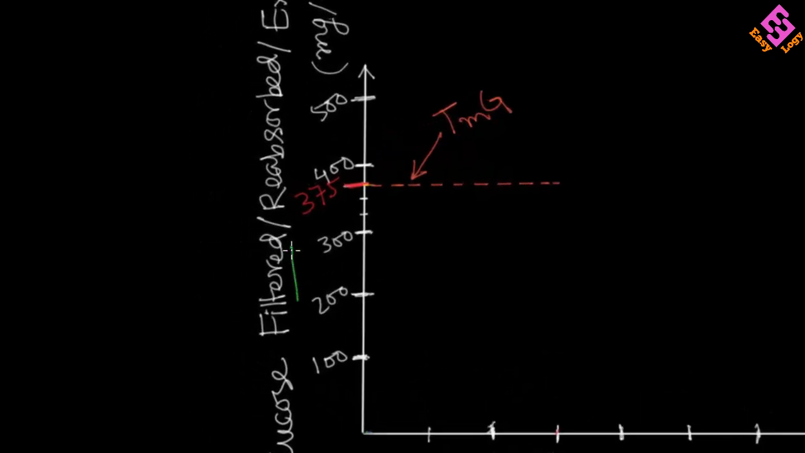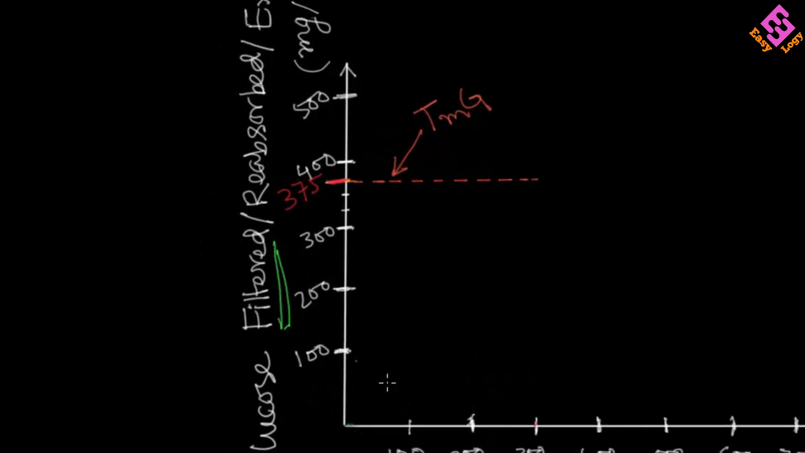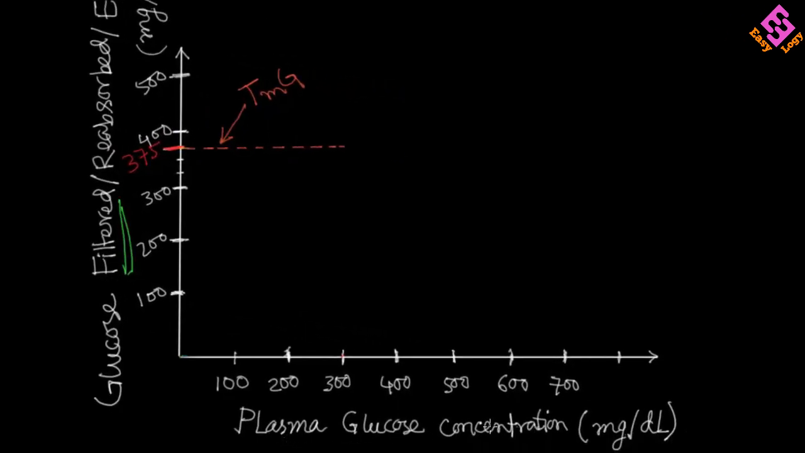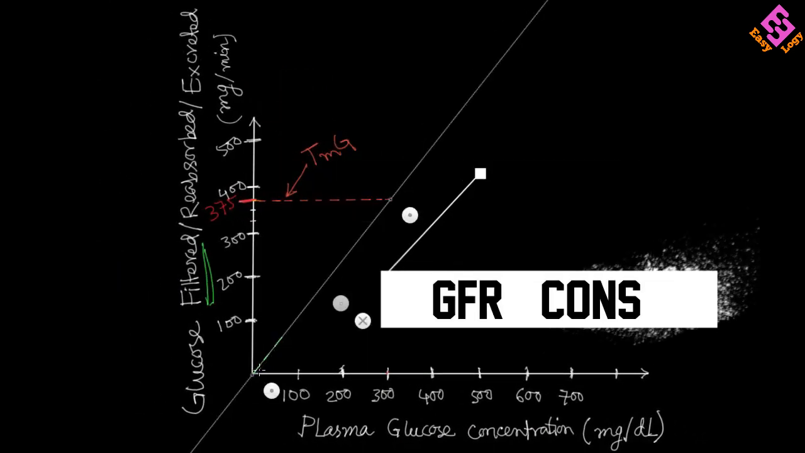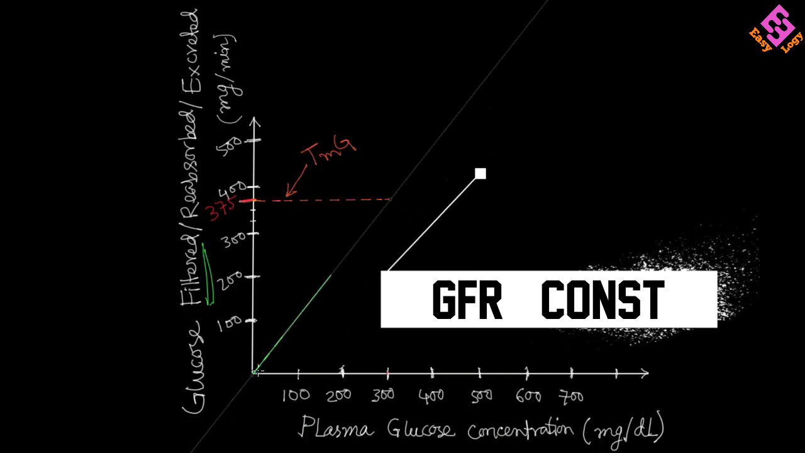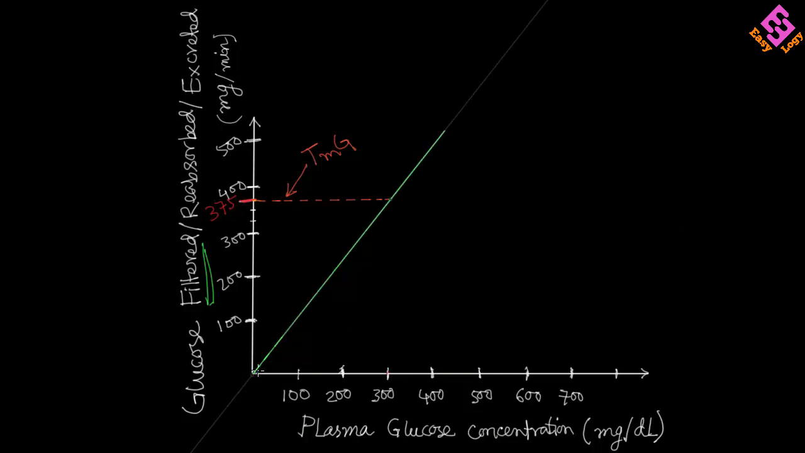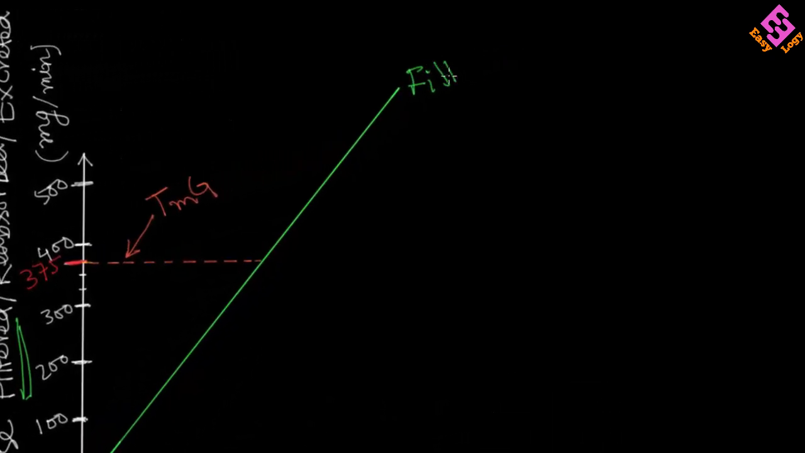First we draw glucose filtered load rate versus the plasma glucose concentration. As GFR is kept fairly constant, that is 125 ml per minute, we get a straight line for the filtered load. That is, as much glucose is delivered to the glomeruli, that much is filtered, so we get this straight line. We get this green line for the filtered load.